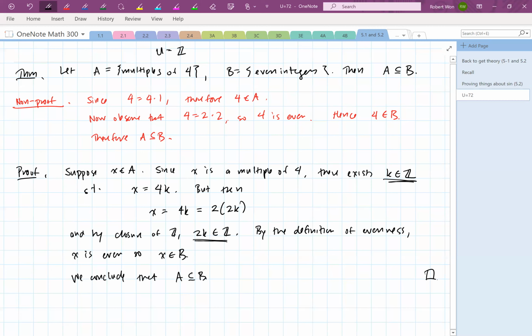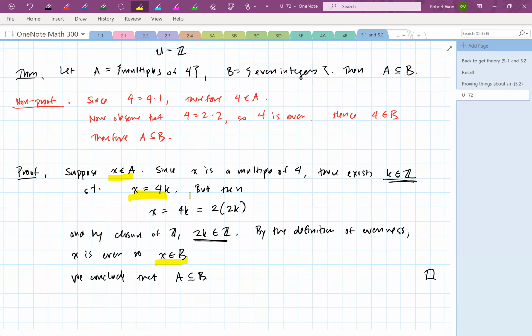Okay, so again, the technique here is element chasing. How do you prove that A is a subset of B? You pick an arbitrary element of A and you show that it's in B. By picking an arbitrary element of A, I mean you only use the fact that it's in A. You use nothing else special about that element. So here, all I use is that x is in A. I wrote it as 4 times k, and then I showed that it satisfied the property of being in B.